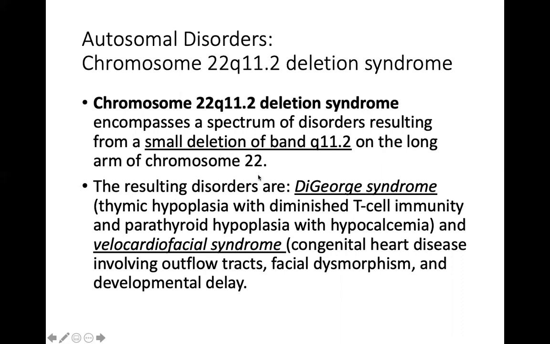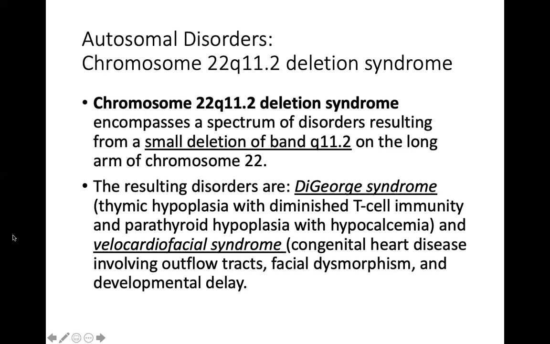So the resulting disorders from this deletion syndrome are the following. We have DiGeorge syndrome and your velocardiofacial syndrome. Your DiGeorge syndrome, characteristic nito is that there is thymic hypoplasia. Remember, pag merong hypoplasia, so maliit yung thymus natin. So there is diminished T-cell immunity kasi remember, di ba, nagmamature yung T-cell natin sa thymus. Okay, so pag wala nun, we have a deficient or diminished T-cell immunity. So, yun, as well as your parathyroid hypoplasia with resultant hypocalcemia.